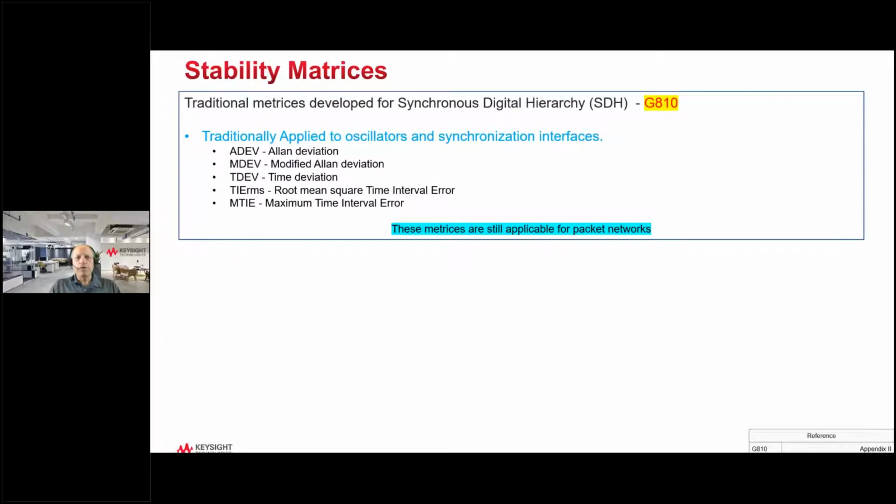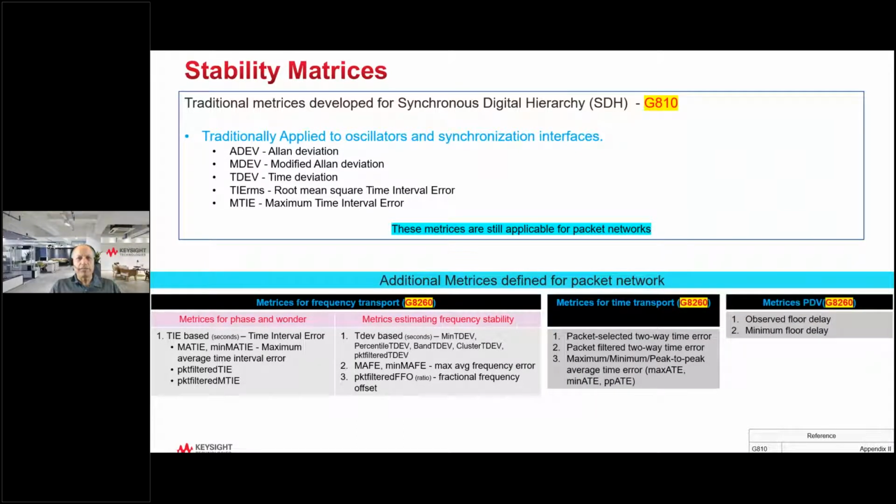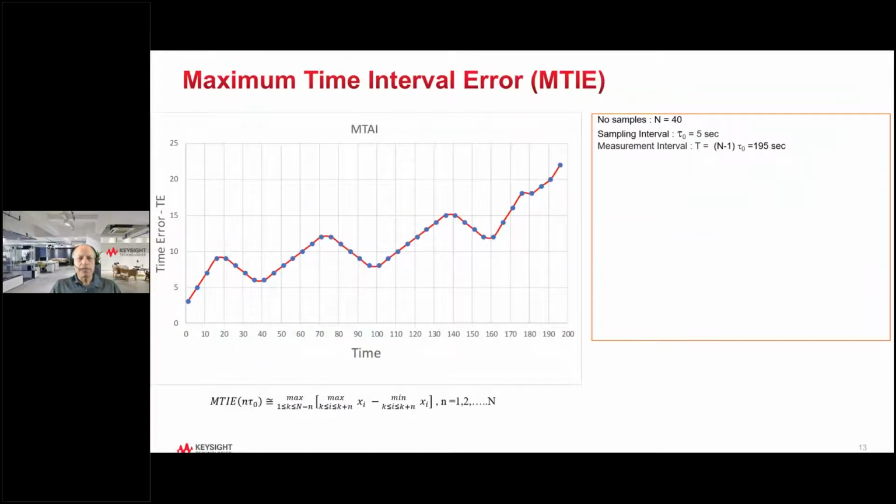And there are a bunch of metrics, and I'm going to skip through most of the slide. A lot of what I'm covering now has been covered in previous presentations, but there are many metrics defined, and there are various standards that define them. I'm going to focus today on MTIE and TDEV, just at a high level. So MTIE, or maximum time interval error, is really looking at, within a defined observation window, what is the maximum time interval error that you can have.